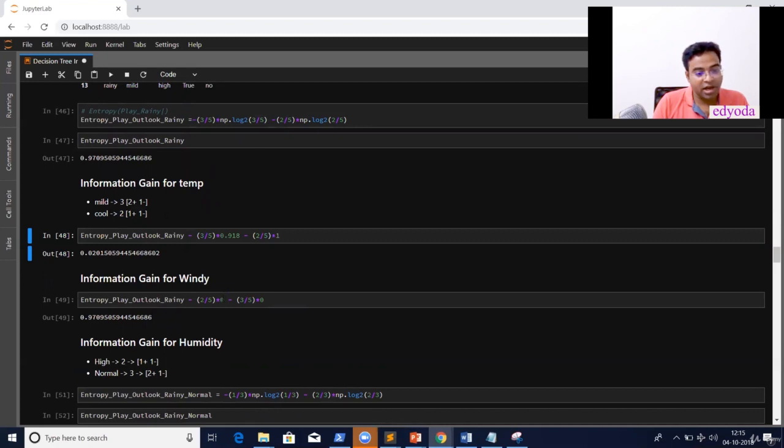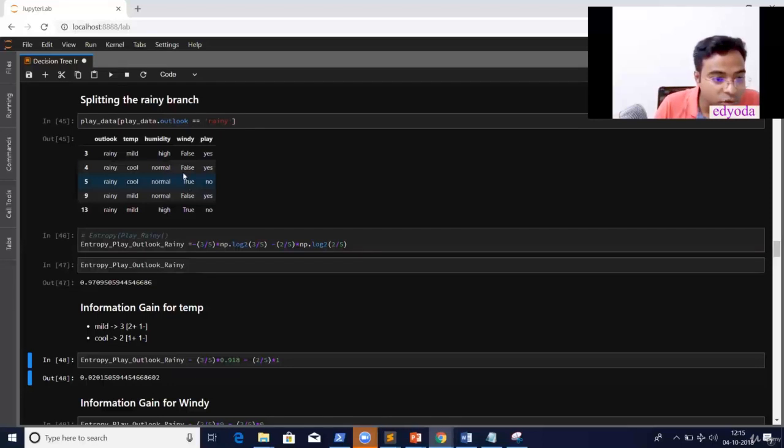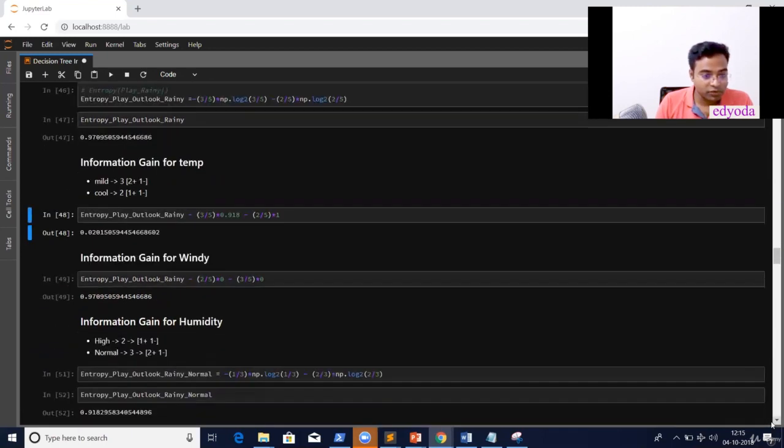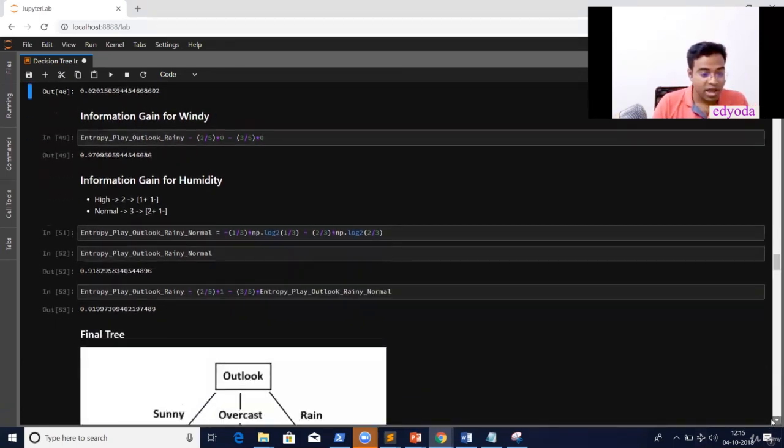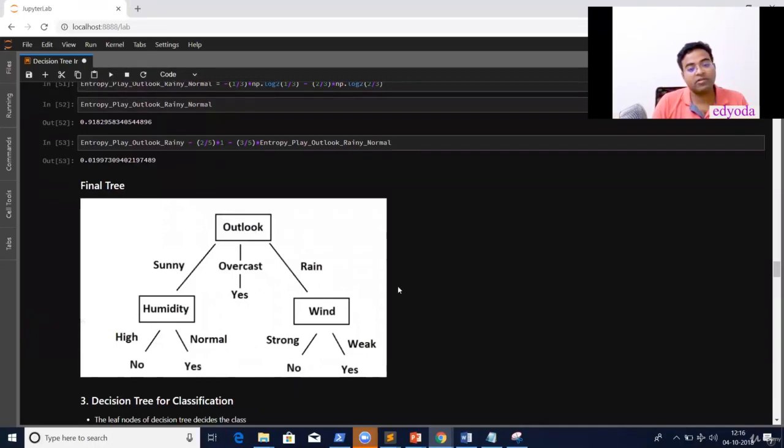Then we do this for windy. Okay, so windy: false, false, yes, yes, false, yes. So you're playing in all the false cases, and no in the true cases. So of course the entropy is 0 for both the cases, right? So that's why for windy it is 0, 0. So the information gain is this, and for humidity you again do the same calculation. So what we can see here is that information gain when you're splitting based on windy is high compared to others, and that's why your tree becomes this. This is the final tree.